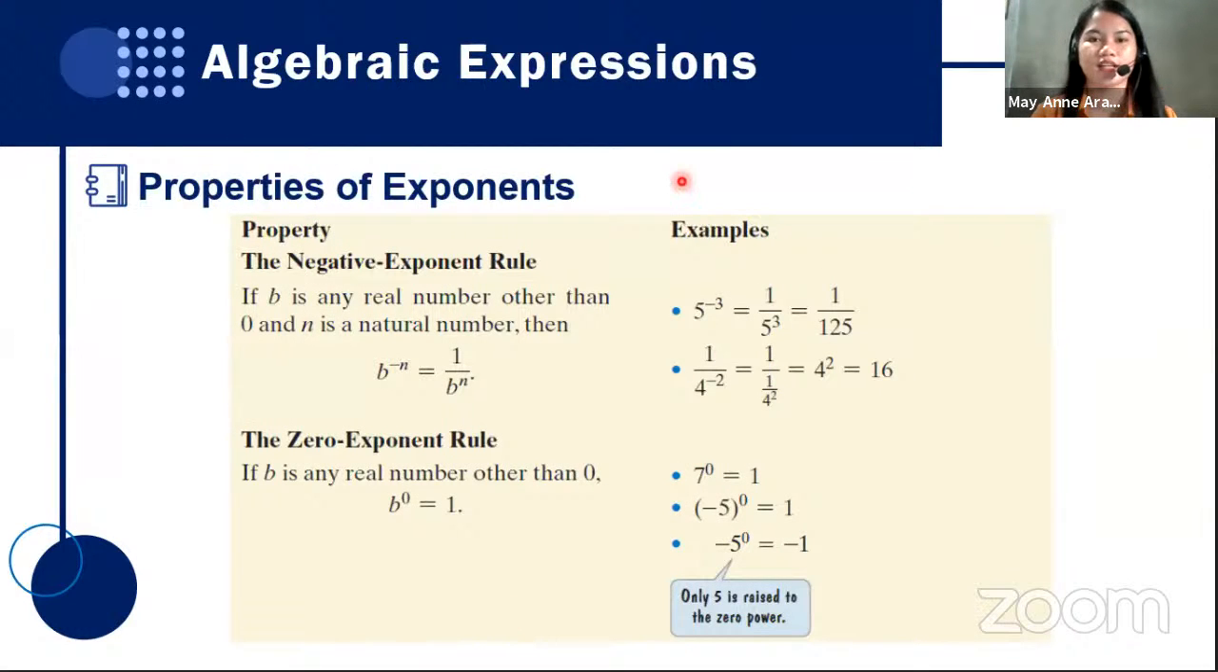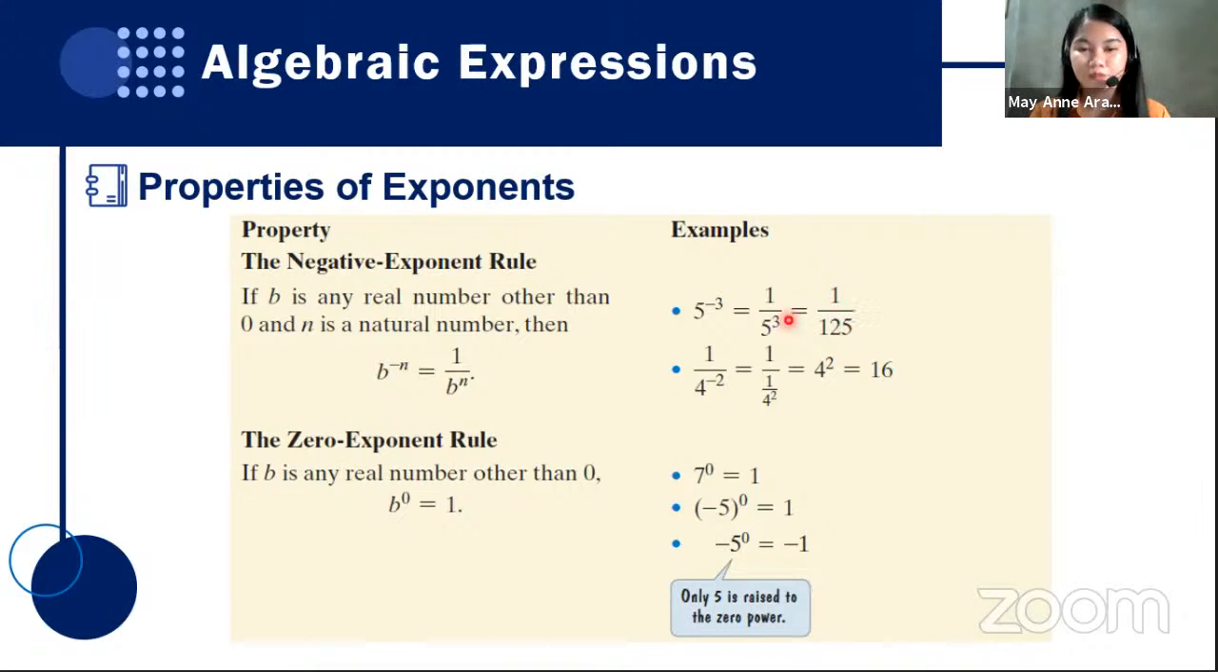Okay, this is what I'm saying kanina, the properties of exponents. For the first property, the negative exponent rule: if b is any real number other than 0 and n is a natural number, then b raised to negative n is equal to 1 over b raised to n. So if the exponent of any real number is negative, you can write this as 1 over, ilalagay nyo lang siya sa ilalim. So, laging 1 over. Tapos, you can now simplify. Since 5 cubed is 125, 5 raised to negative 3 is equal to 1 over 125.